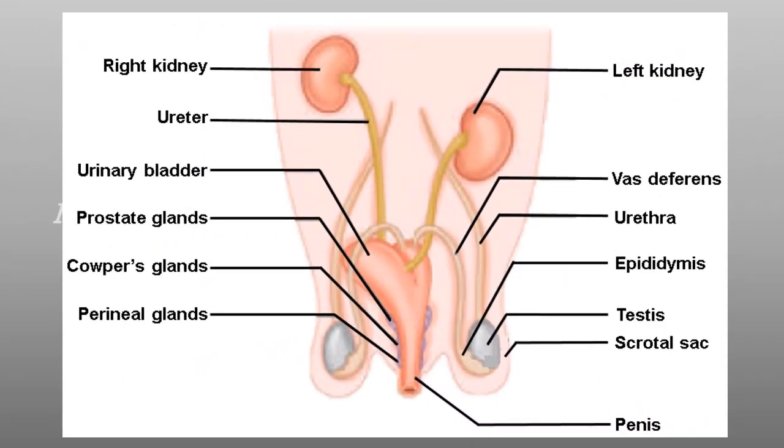The male reproductive system of rabbit consists of testis enclosed by the scrotal sac, epididymis, urethra, vas deferens and the left and right kidneys, ureter originating from the kidney, urinary bladder and glands connected to the male reproductive system. They are prostate gland, Cowper's gland and perineal gland. The external opening is the penis.